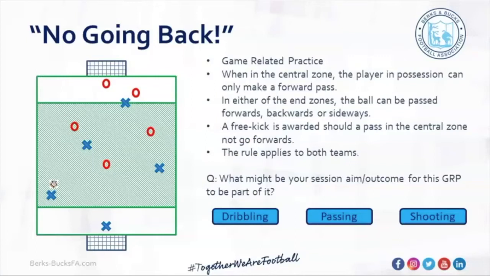So it's a game-related practice. Somebody already put it in there, you can only pass forward. So very similar practice, but you've got a central zone. When you're in the central zone, any player in possession can only make a forward pass. In either of the end zones, the ball can be passed forwards, backwards, or sideways, and a free kick is awarded should a pass in the central zone not go forwards. And that rule applies to both teams.